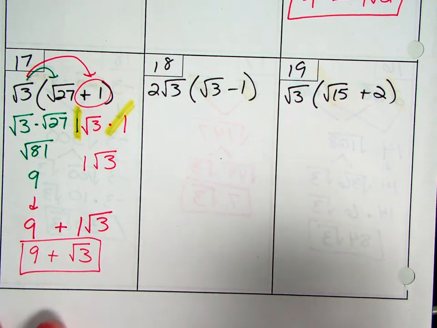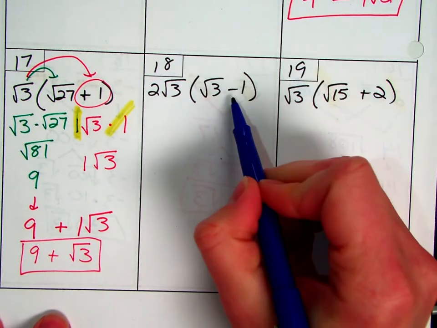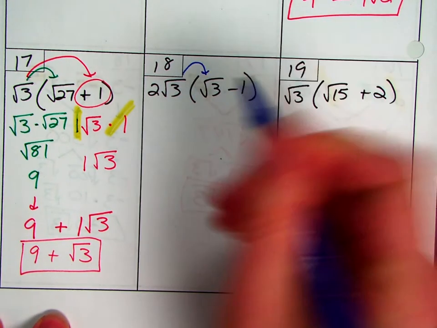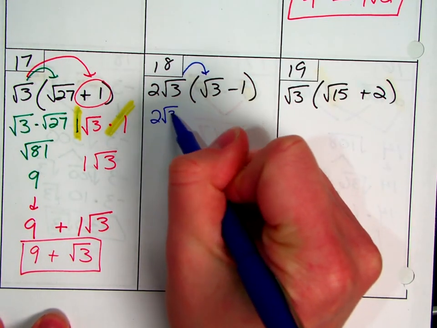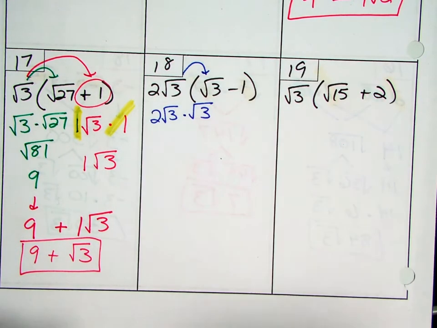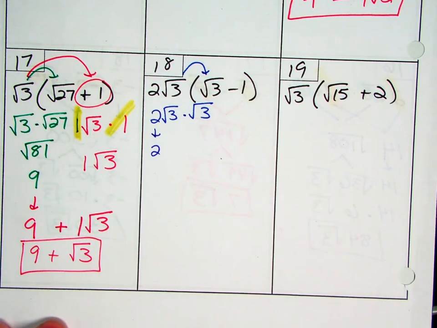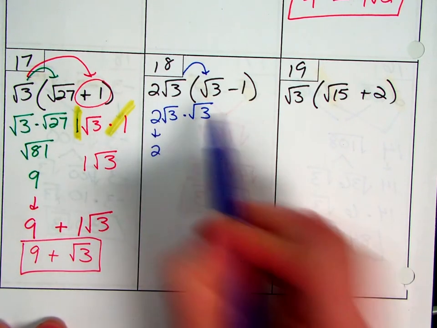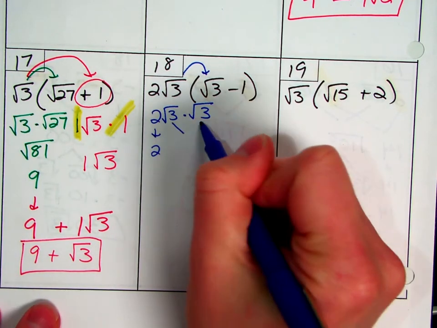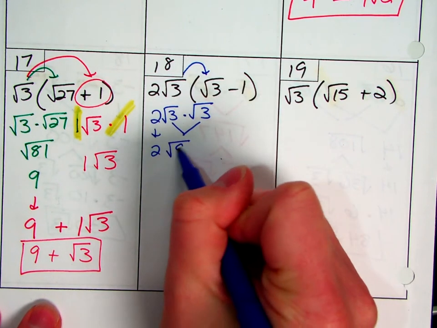All right, so let's look at 18. Again, there's distributing because there's a minus sign in the parentheses. So my first step is to do 2 square root of 3 times square root of 3. Now, since it's multiplication, we're going to try to multiply everything. Since the 2 is the only thing on the outside, we're just going to bring that 2 down. But these are both inside the radical, so we're going to multiply those two together. 3 times 3 gives me the square root of 9.